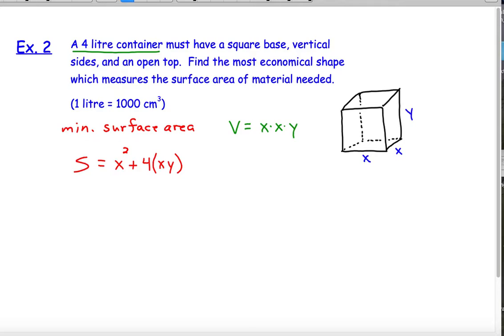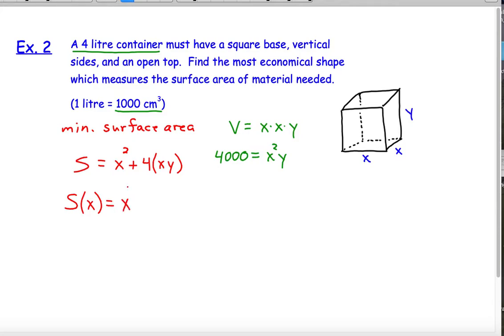And we know that the volume is fixed. It's 4 liters, which is equivalent to 4,000 cubic centimeters. So 4,000 is equal to x squared y. That's a relationship that's going to be useful, because when I come back over to here, I need to write this surface area function in terms of a single variable. So I'll pick x. We'll call that S of x.